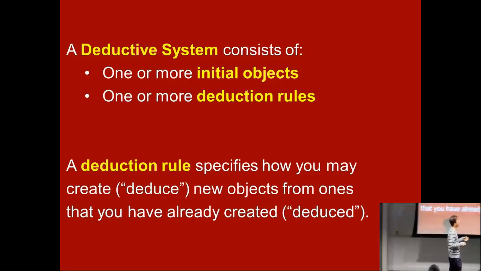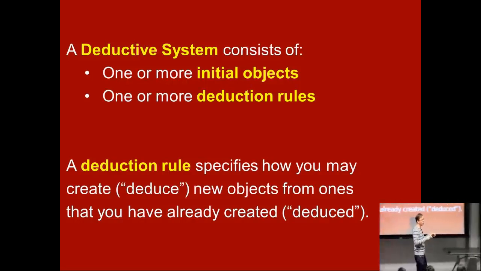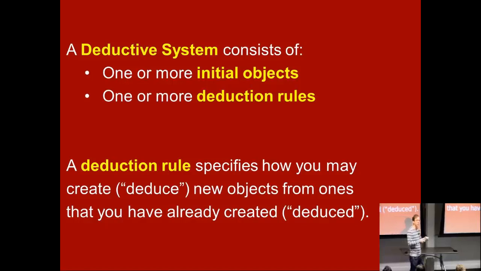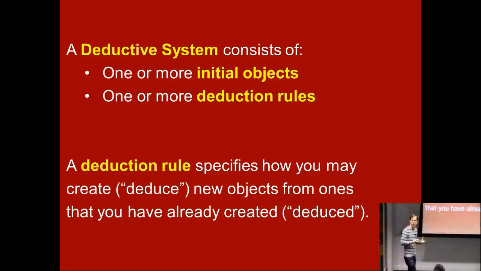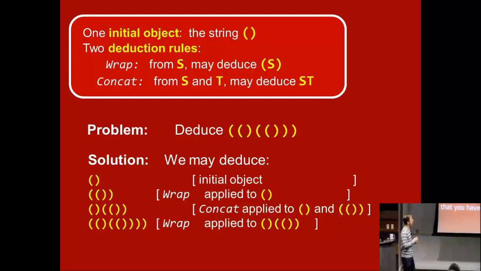But you have some initial objects, and this is the most important thing. A deduction rule tells you how you can take objects that you've already generated and generate new ones. Okay, and you can keep deducing, in general, more and more things. Let's do another example. I think it'll help clarify the situation.